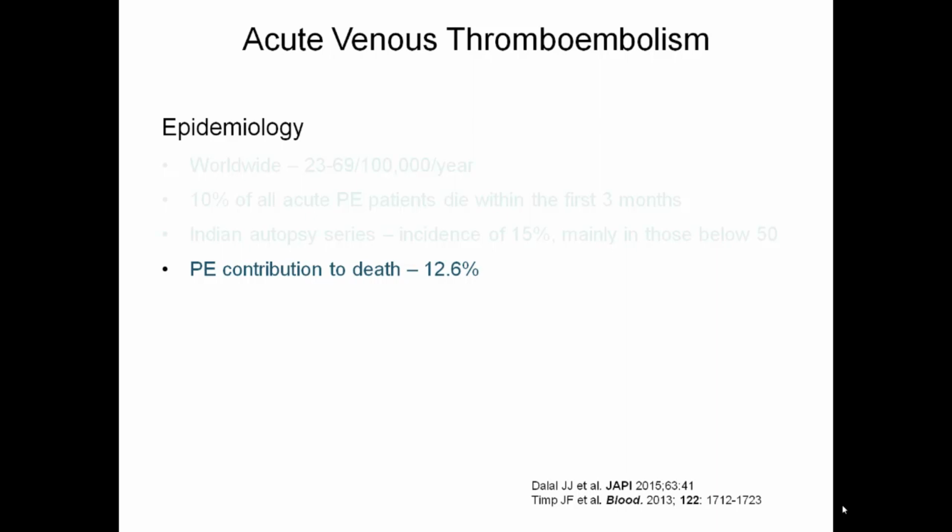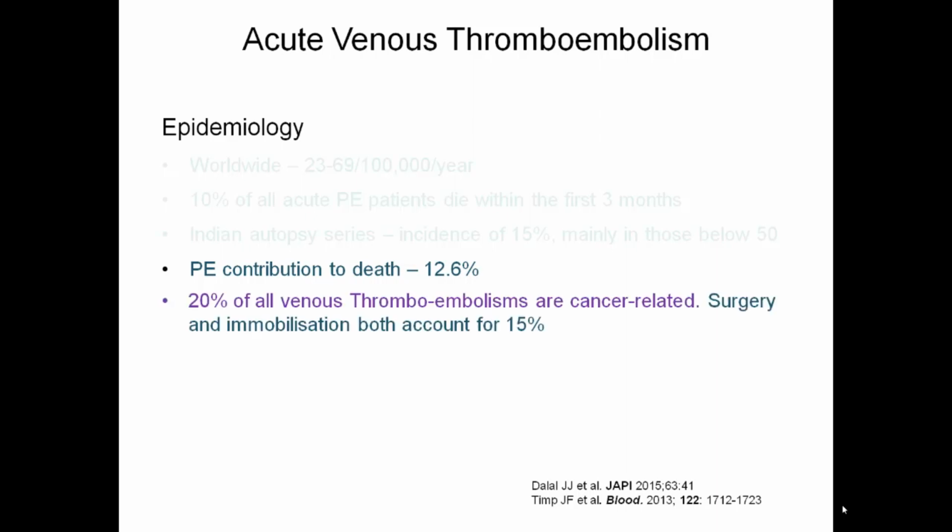20% of all venous thromboembolisms are cancer related. So it is around one-fifth of the total venous thromboembolisms that are because of cancer. Surgery and immobilization both account for 15%. So even if we combine both, cancer has a significant chance of causing venous thromboembolism.